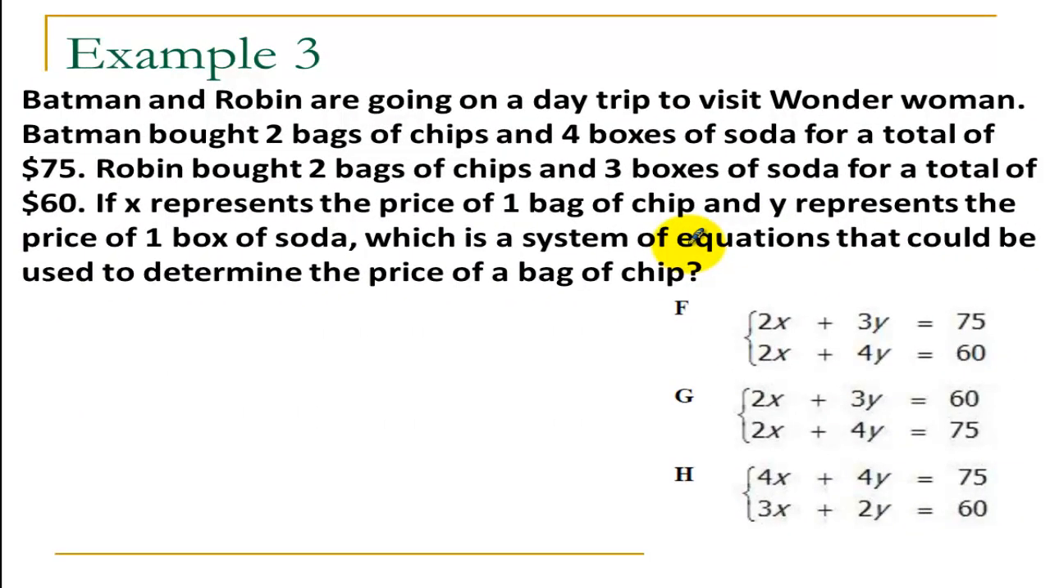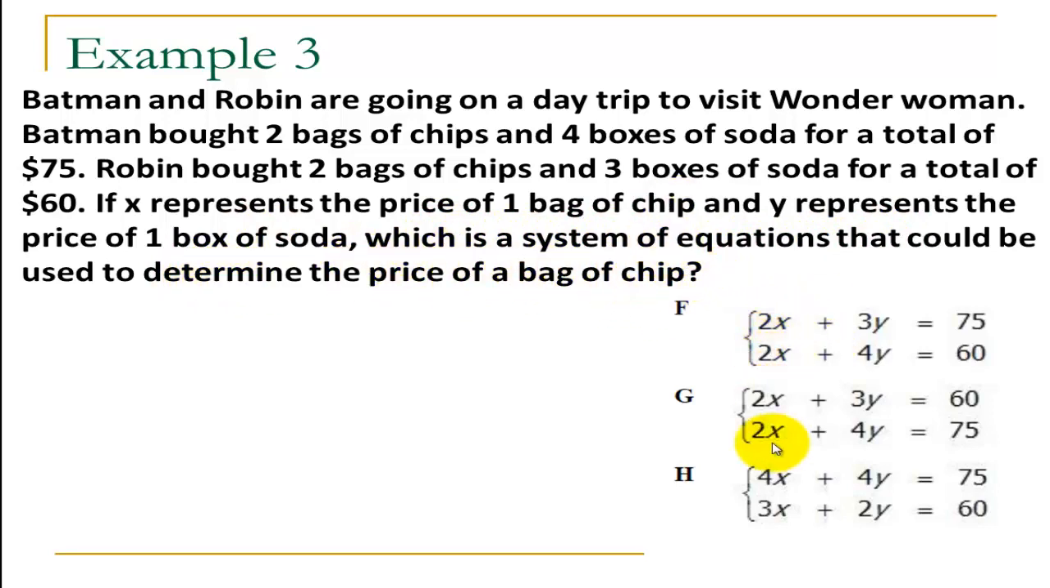Next example, we have here Batman and Robin are going on a day trip to visit Wonder Woman. Batman bought 2 bags of chips and 4 boxes of soda for a total of $75. Robin bought 2 bags of chips and 3 boxes of soda for a total of $60. If X represents the price of 1 bag of chips and Y represents the price of a box of soda, which is a system of equations that could be used to determine the price of a bag of chips?